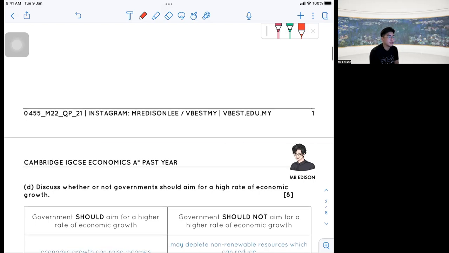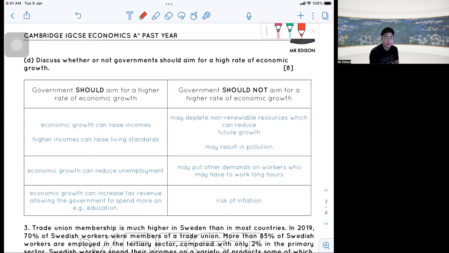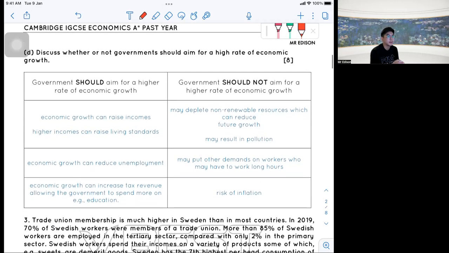Okay, so why you should aim for higher rate? Let's look at it. You guys can screenshot along the way, then you guys can do it later on. Alright, so make sure that please print out and try to do it, because I know some of you guys just love to read the mark scheme and then you just don't do anything, just feel like you understand and then you're very lazy to do it. No, please try to practice at least one set with me.